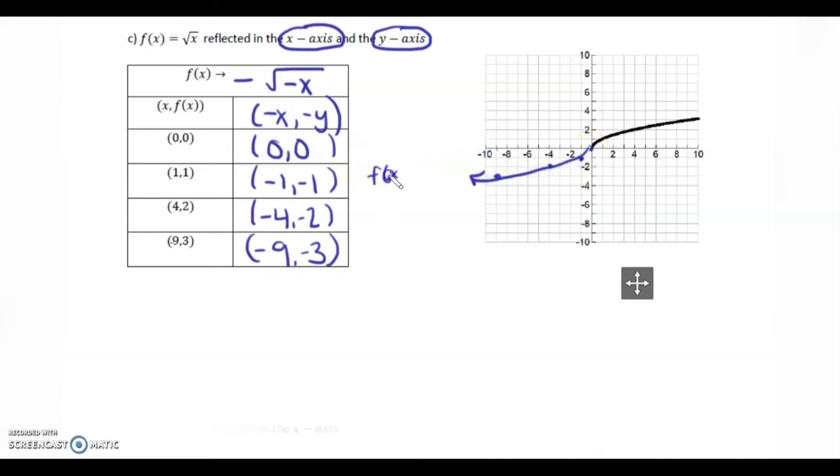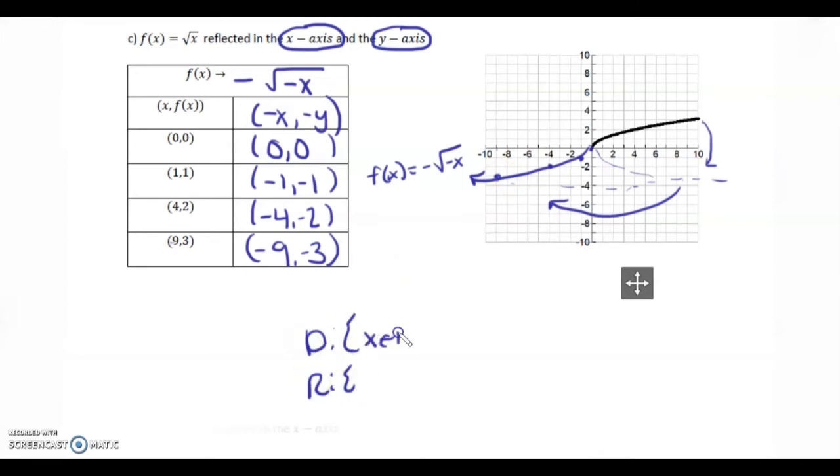Okay, so then here is our function. Essentially what we did is we reflected this over the x-axis and then reflected this over the y-axis. Because we have a transformation on both the x and the y, both the domain and range are going to change. We're still going to start at this point 0, 0. That's still going to be our reference point.